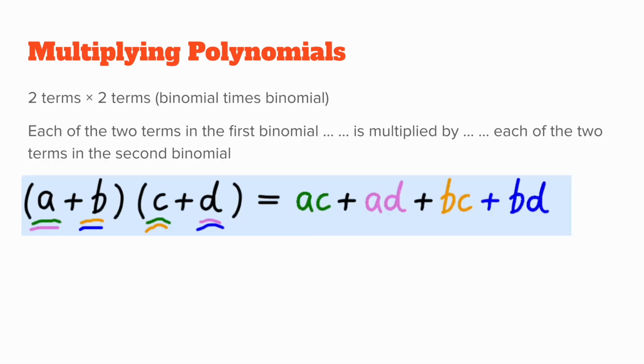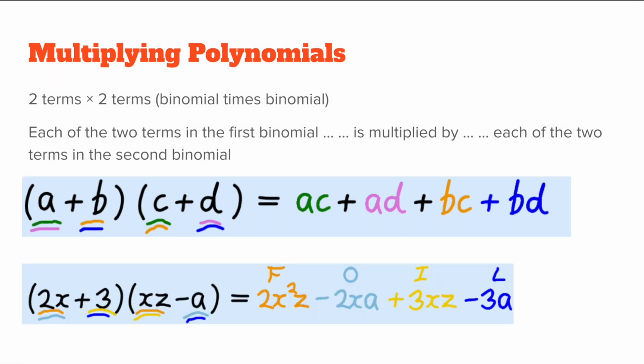Then how can we multiply binomial times binomial? Each of the two terms in the first binomial is multiplied by each of the two terms in the second binomial. So if we need to multiply a plus b by c plus d, then we need to multiply using a method called FOIL. So it stands for first, outers, inners, and lasts. So firsts are AC, outers are AD, inners are BC, and lasts are BD.